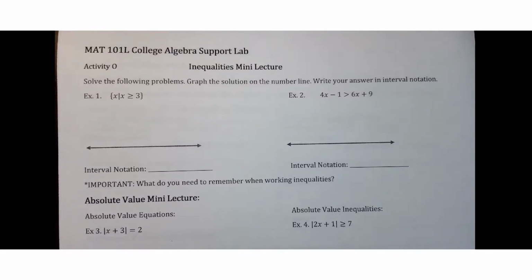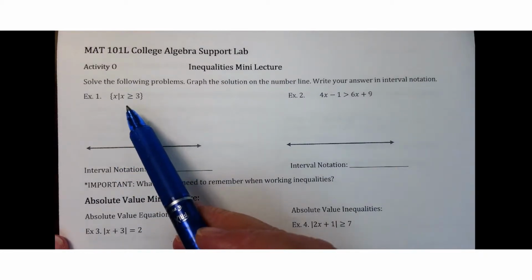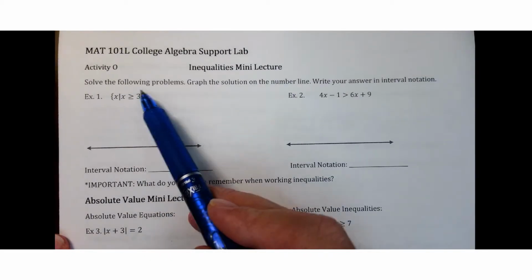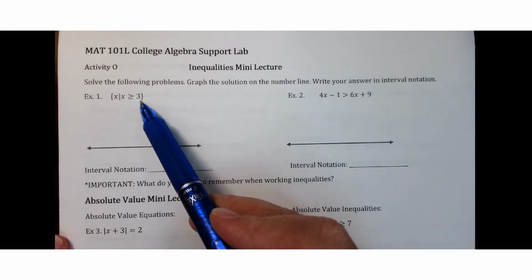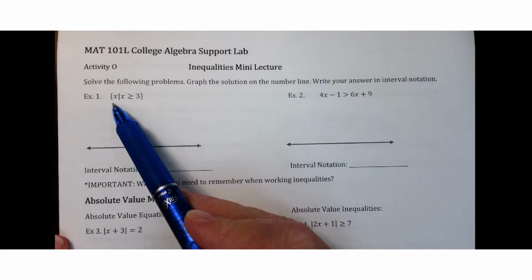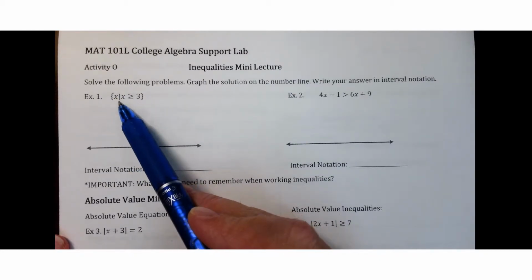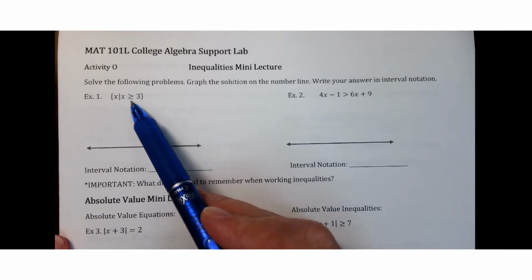Okay, this mini lecture is about solving and graphing inequalities and writing the answer in interval notation. So we're going to start with this first example here. This is called set notation. You see that this has the little braces, and that represents a set. And this is read the set of all x's such that x is greater than or equal to 3.